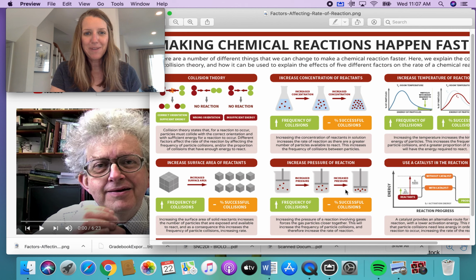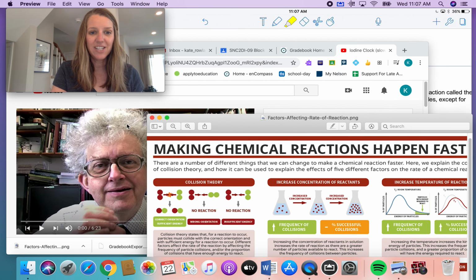All right, surface area we're going to deal with in the next module. Increased pressure, that should make sense as well. We'll talk a little bit about that actually when we start our new unit on equilibrium, and then using a catalyst, how that works. So I thought that graphic was actually really kind of nice for you to see.